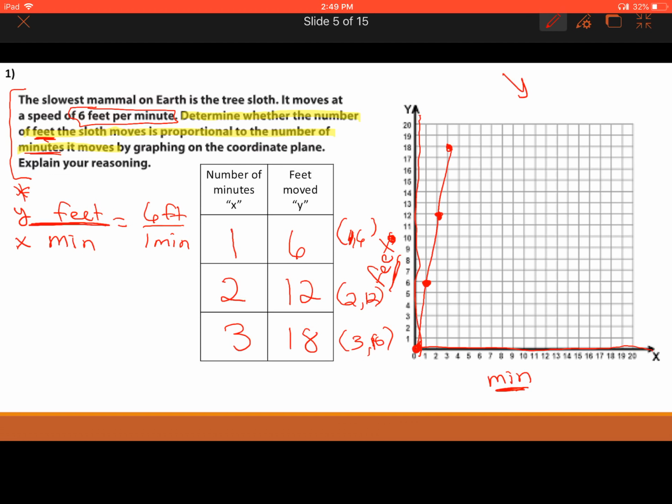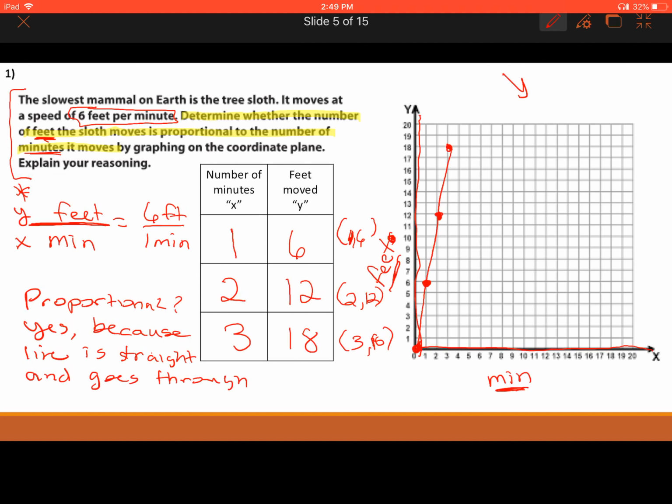So to answer the question, is this relationship proportional? We would have to say yes. This relationship is proportional. Why? Because the line is straight, and it goes to the origin. Hopefully, you see how this information is connected to what we just talked about.